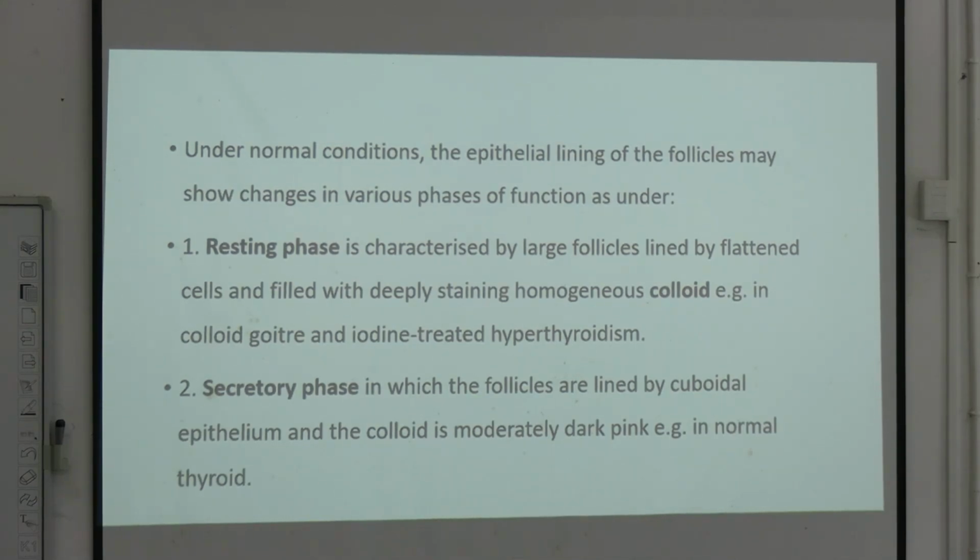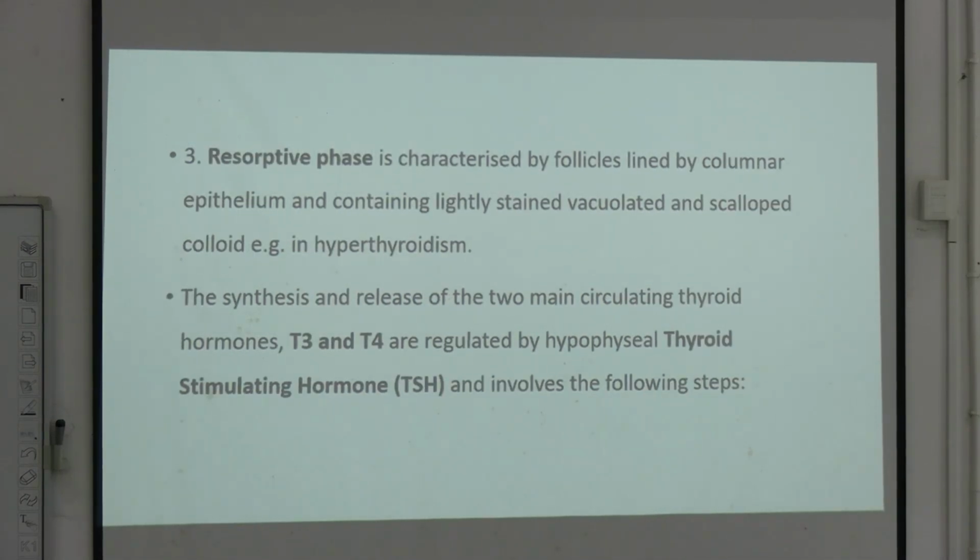Under normal condition, the epithelial lining of the follicles may show some changes. Resting phase is characterized by large follicles lined by flattened cells and filled with deeply staining homogeneous colloid. Secretory phase, in which follicles are lined by cuboidal epithelium and the colloid is moderately dark pink. And resorptive phase, characterized by follicles lined by columnar epithelium and containing lightly stained, vacuolated and scalloped colloid, that occurs in hyperthyroidism.